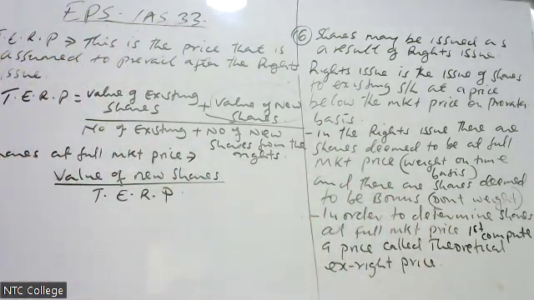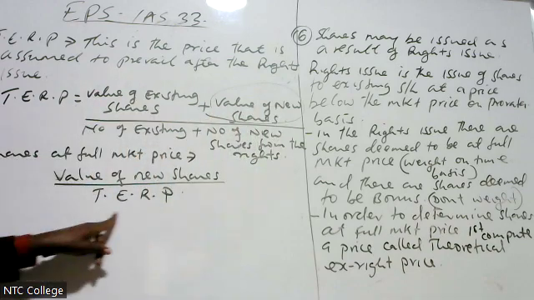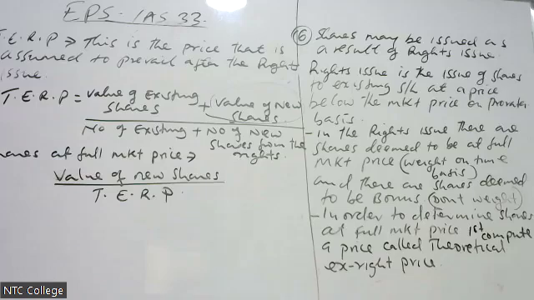Therefore, here I have my theoretical ex-rights price. What is the purpose of the theoretical ex-rights price? Here, I'm going to use it to get shares at full market price. How do I get shares at full market price? I will take the value of new shares and divide by the theoretical ex-rights price.